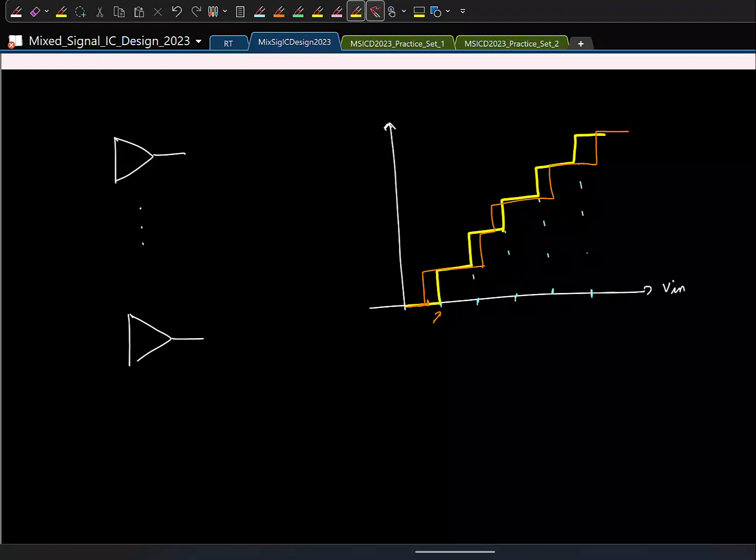So now you see that the switching, or the comparison voltages, are all distorted. So what will happen because of this? We saw DNL and INL, so this will straight away result in non-linearity. So this is going to be a problem, so let's see how we can address it.